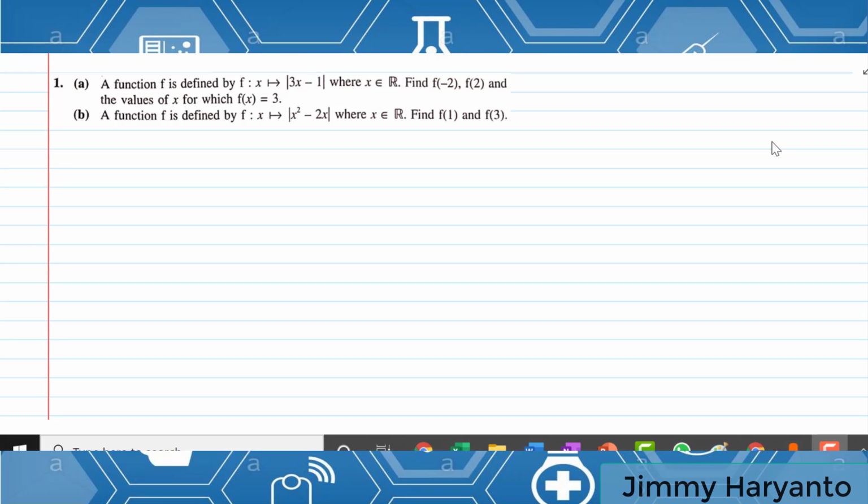Okay guys, this is the solution of your homework. We will start from number 1a. A function is defined by f(x), ya.